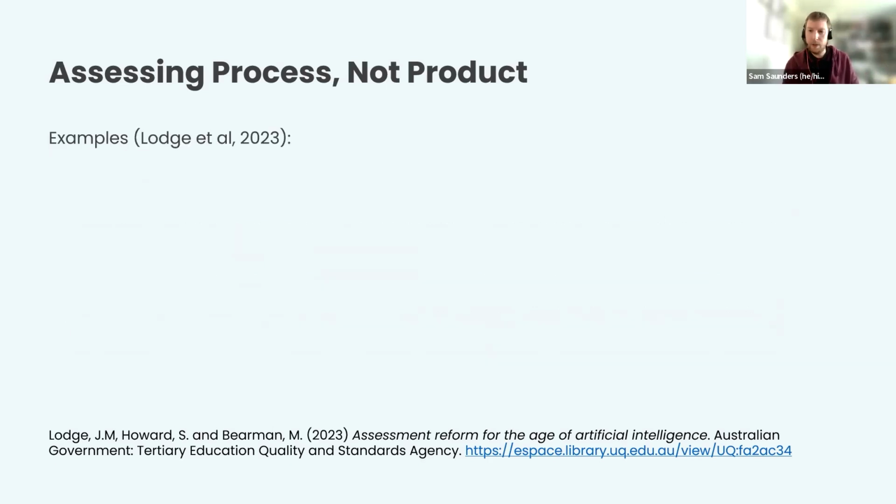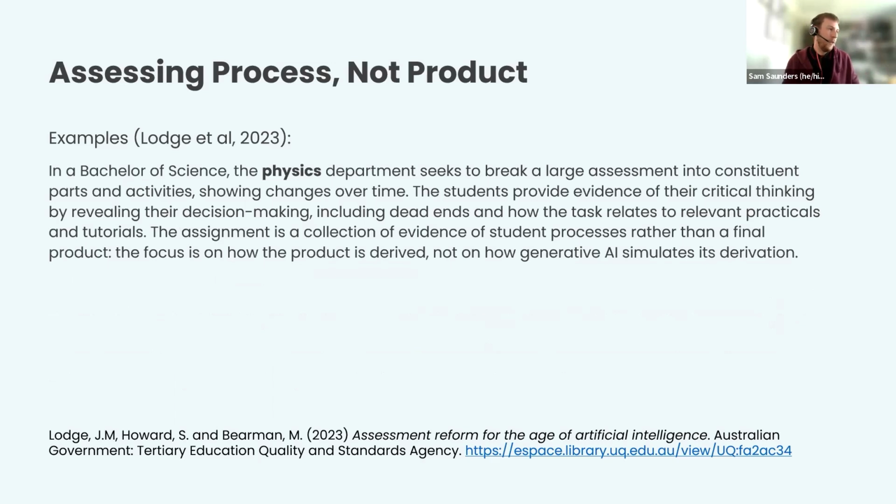So in some examples, I mean, Logitech do give us some examples of this kind of thing taking place. So hopefully we can apply this. So for example, a physics department might seek to break a large assessment into constituent parts, showing changes over time. So the students provide evidence of their critical thinking by showing their decision making. So what decision did we make, and why did we make it, and what backs that up, and what effect did it have, including those dead ends. So what happened and this didn't work, so we went back and tried something else. And then how the task relates to relevant practicals and tutorials.